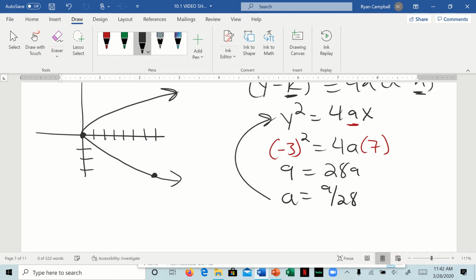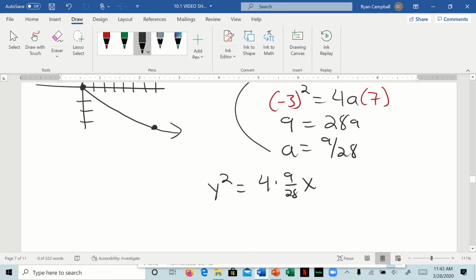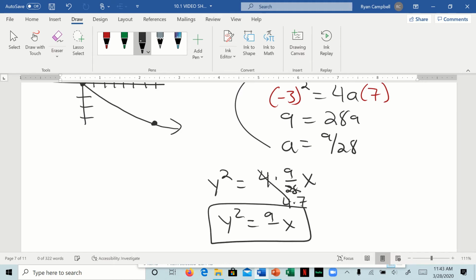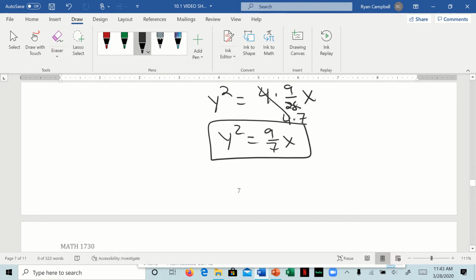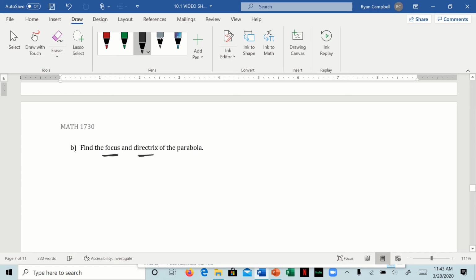So plug it back in. Our final equation is going to be y squared equals 4 times 9/28 x, which means we can simplify that to get y squared equals 9/7 x. And that's our equation. All right, so now we just need to figure out part B, what is the focus and the directrix of the parabola?